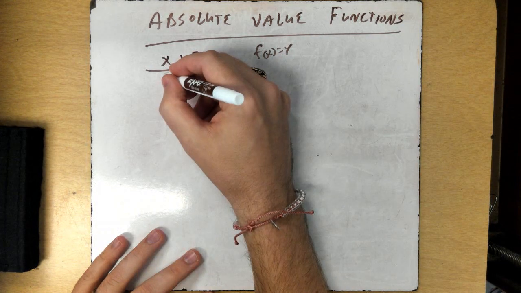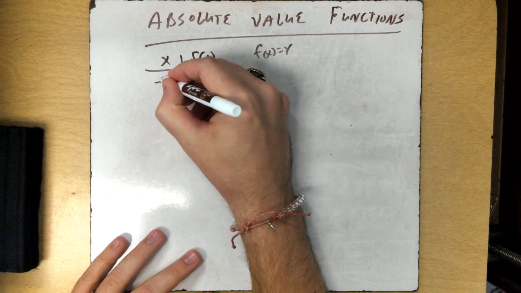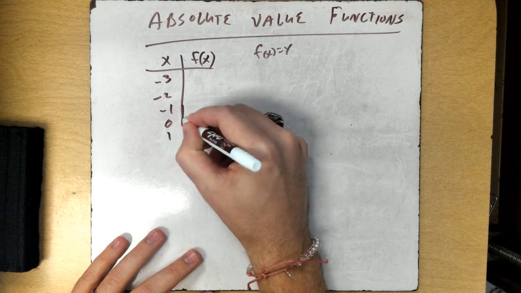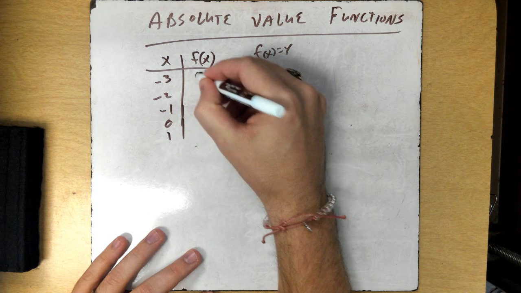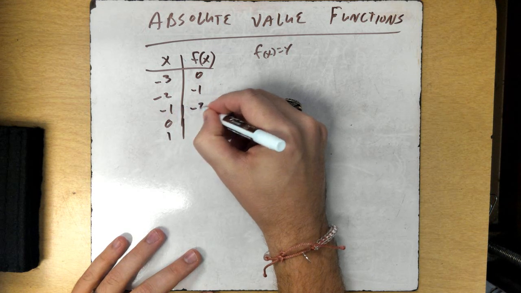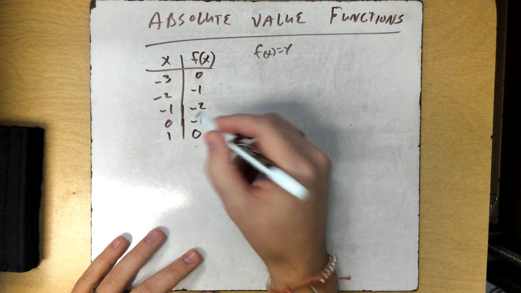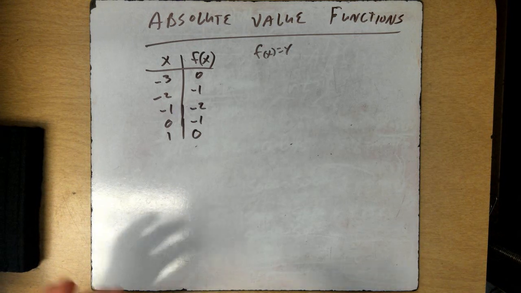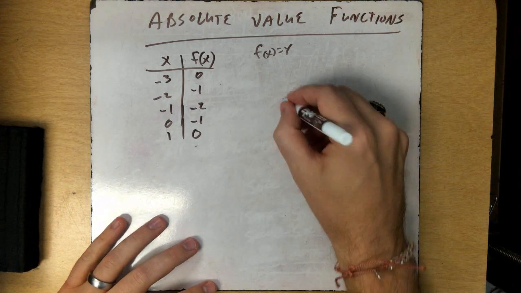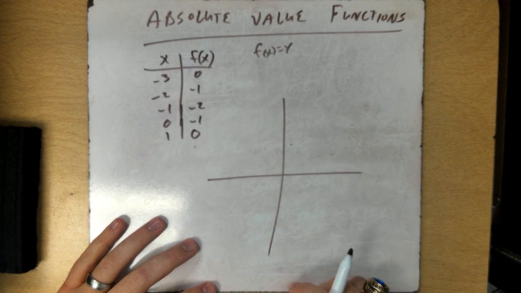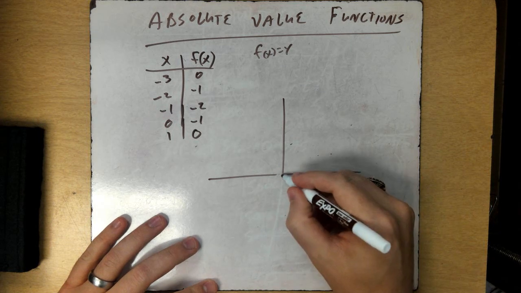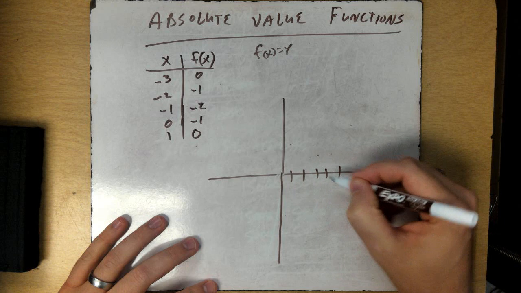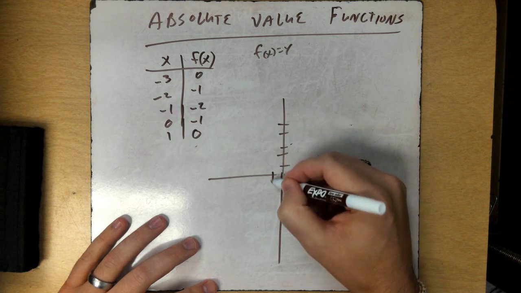So that's going to give you something like this, where x is -3, -2, -1, 0, and 1, and then on this side it'll be 0, -1, -2, -1, 0. And it wants you to graph it. It's pretty easy. You're going to see a graph, and then you're just going to need to graph it, how it goes on here.